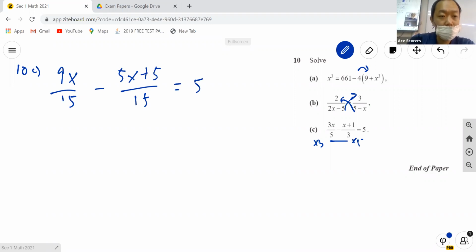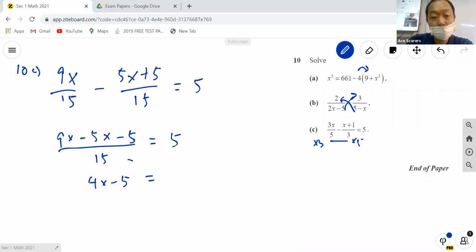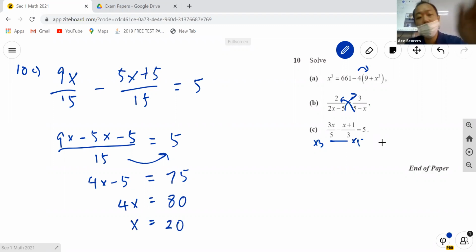Then we combine the top. So 9x minus 5x minus 5 over 15 equals 5. 4x minus 5 equals 15 times 5. So you see this 15 goes there. That gives us 75. 4x equals 80. x equals 20. Alright.